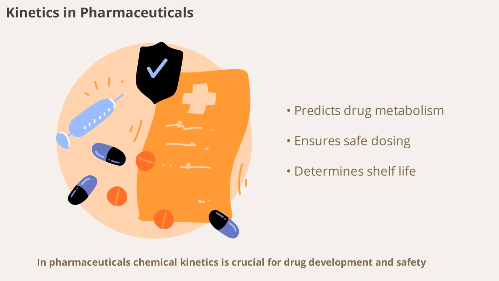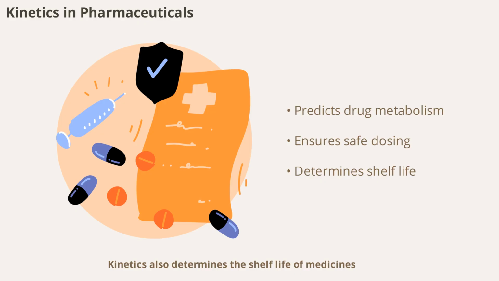In pharmaceuticals, chemical kinetics is crucial for drug development and safety. It helps predict how quickly a drug is metabolized in the body, ensuring proper dosing and effectiveness. Kinetics also determines the shelf life of medicines, making sure they remain safe and potent until their expiration date.